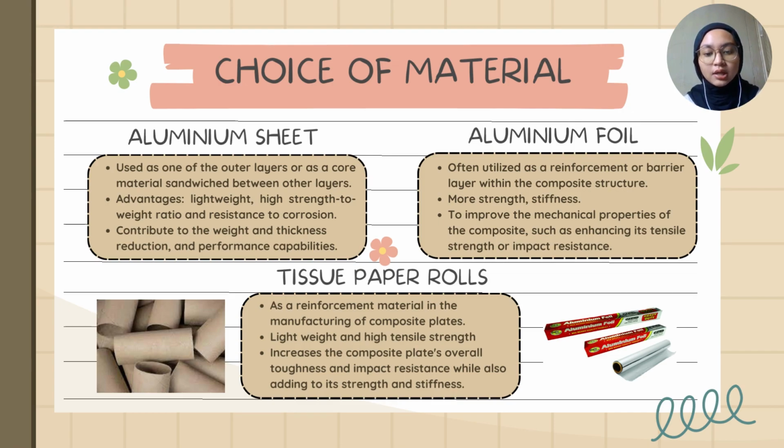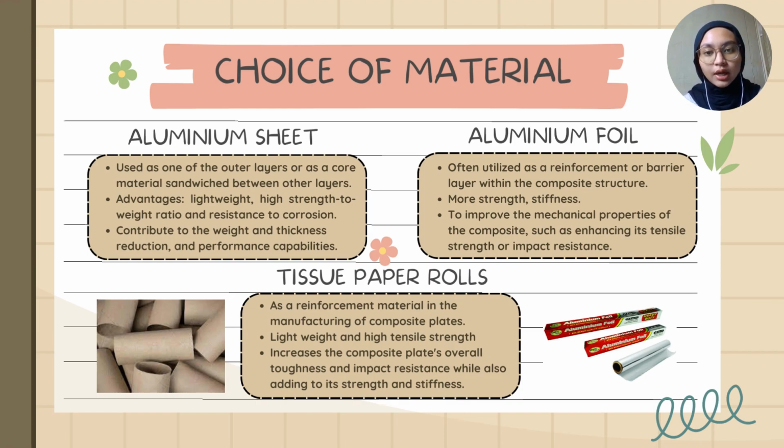The first material is aluminium sheet. Aluminium sheet is used as one of the outer layers or as a core material sandwiched between other layers. The advantages of aluminium are its light weight, high strength to weight ratio, and resistance to corrosion. The resulting composite can profit from these qualities and possibly achieve a balance of strength, durability, and weight reduction. The aluminium sheet in a composite plate contributes to the overall structural integrity, weight and thickness reduction, and performance capabilities of the final specimen, making it suitable for various circumstances.